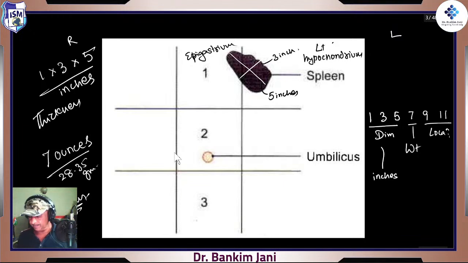So that's the size. The interesting part is 9, 11. Nothing to do with that 911, but these are the ribs. It is between the 9th and 11th rib. So 9, 10, 11 are the ribs associated with the spleen. So this location is between the 9th and 11th rib.